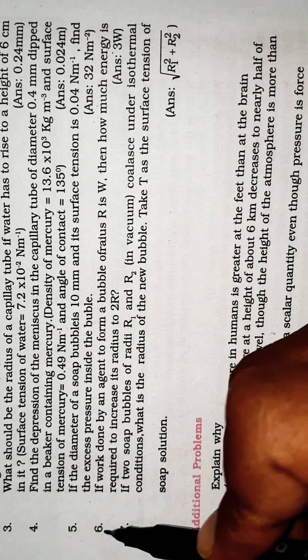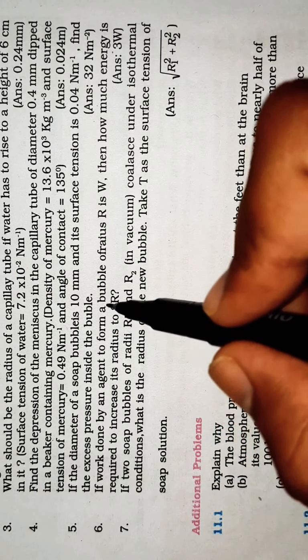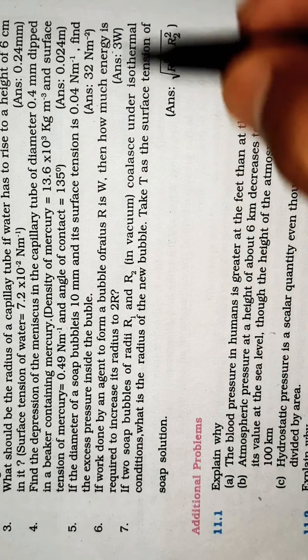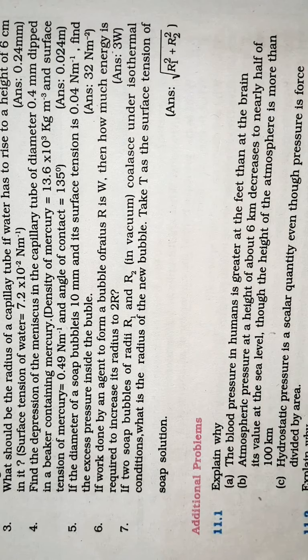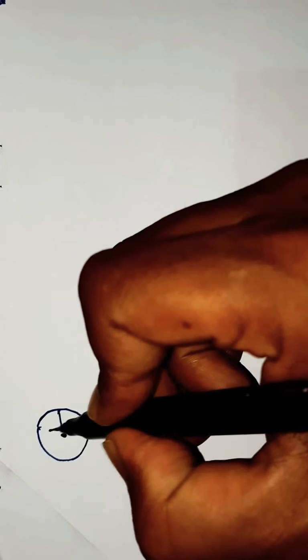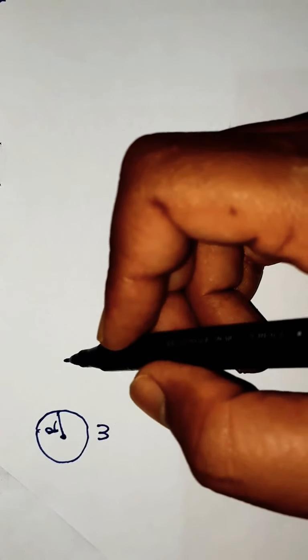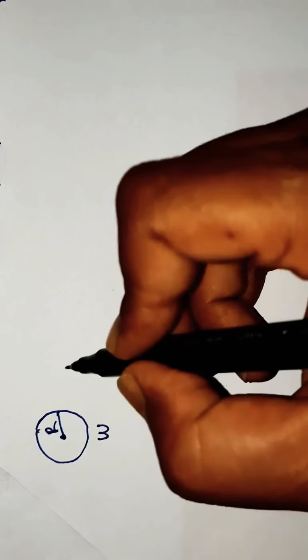See the sixth problem. If work done by an agent to form a bubble of radius r is W, then how much energy is required to increase its radius to 2r? In this problem, to form a bubble of radius r, the work done is given. So that is W. Here the question is how much energy is required to increase its radius to 2r.